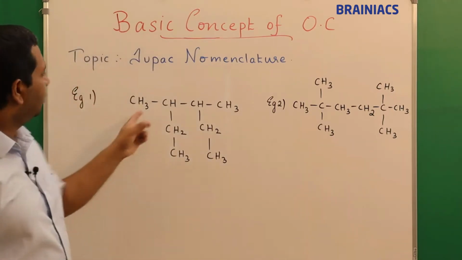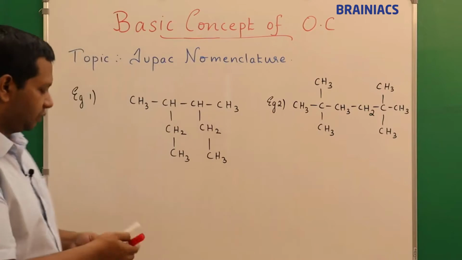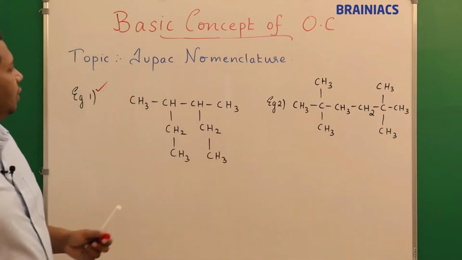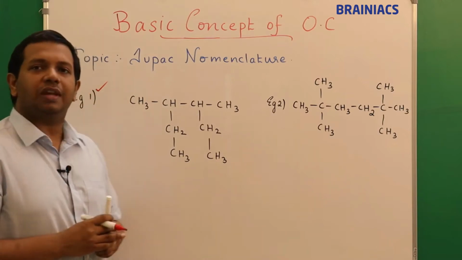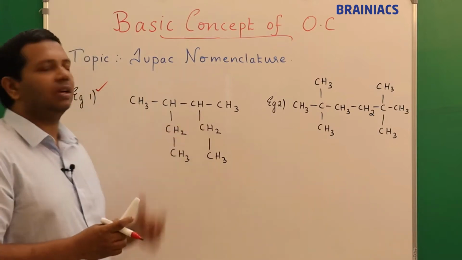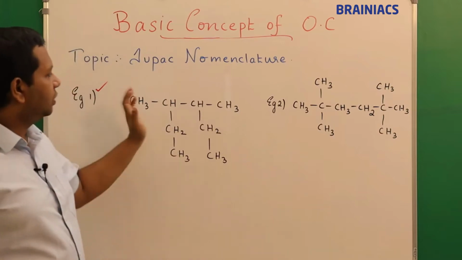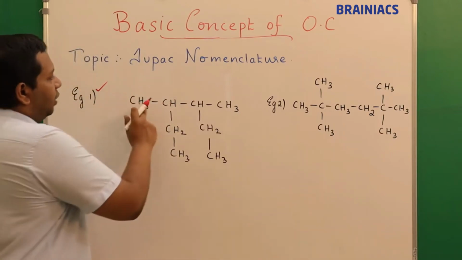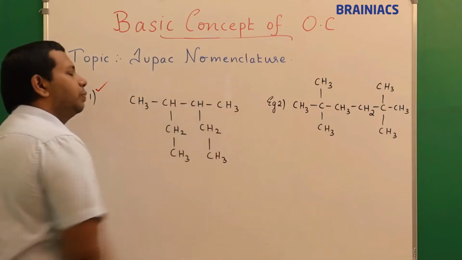See example 1 here. I am just starting with example 1, so I will put a tick here. What are the things you should do? As steps, I will tell you whenever you see a naming question. The first thing to analyze is whether a functional group is present in this example. I could analyze that there are no functional groups present.